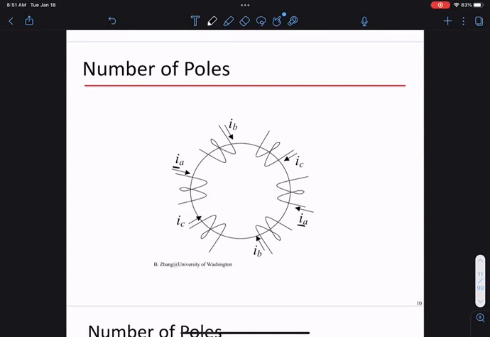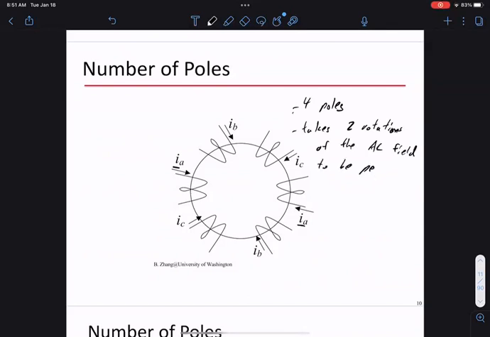So you have 4 poles, and it takes 2 rotations of the AC field to be periodic. You just turn slower. First rotation, you go from this A phase to this A phase. Next rotation, you come back to this A phase. Basically this makes the AC field as if it's going at half the speed. So the number of poles is important.